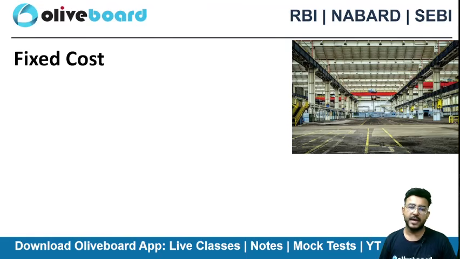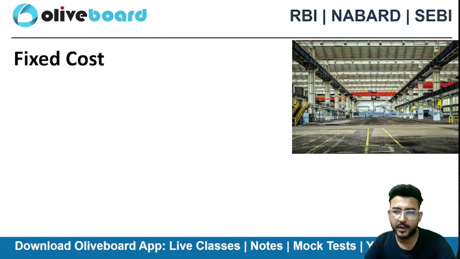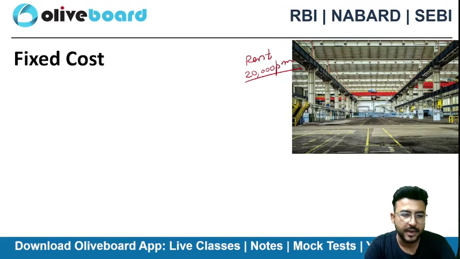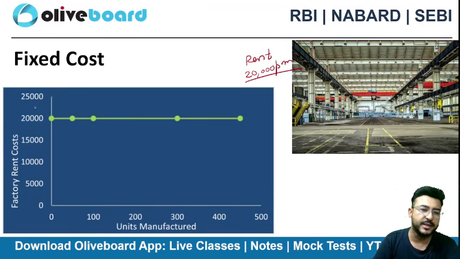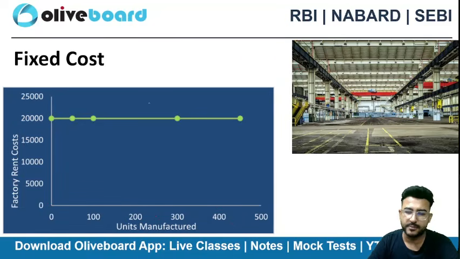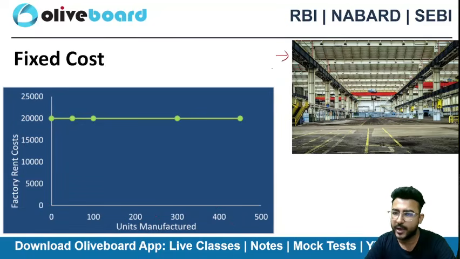So let's suppose I have taken this godown on rent. The rent is 20,000 rupees per month. Do you think the landlord cares if I make 1 unit or 1,000 units? Definitely not. So my cost will always be 20,000, whether I produce 0 units, 100 units, 200 units, 400 units, 4,000 units or 4 lakh units. My cost will always be the same because I can't avoid the rent payment.